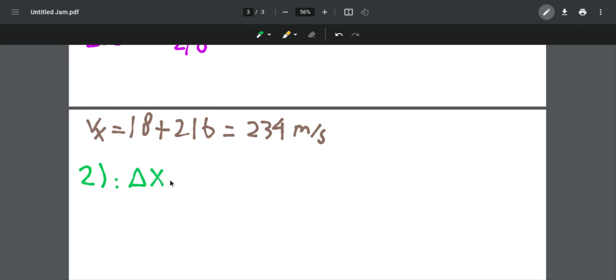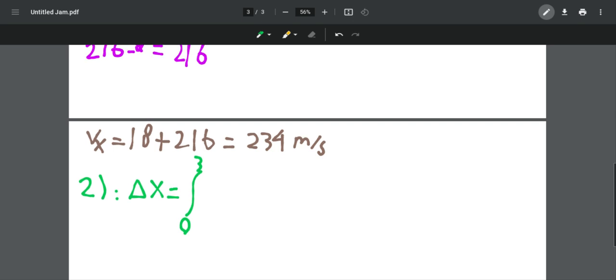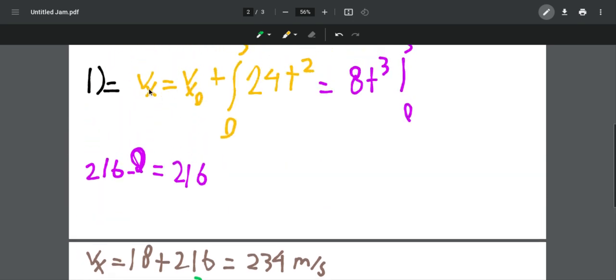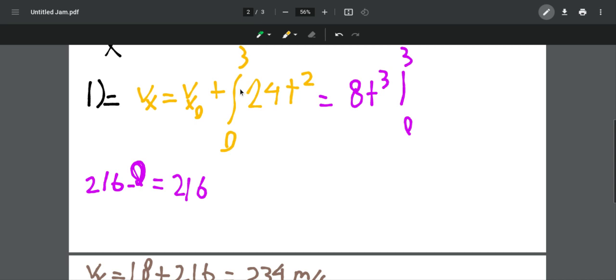Delta x is the definite integral from t equals 0 to t equals 3 seconds, because the question says we want to find the net displacement of the chimpanzee from t equals 0 until t equals 3 seconds. So the lower bound is 0, the upper bound is 3. And now inside the integral, we should put the expression that we use to evaluate the velocity. As you know, when we solve for the velocity, v sub x, we get v sub x sub 0 plus the definite integral from 0 to 3 of 24t squared.